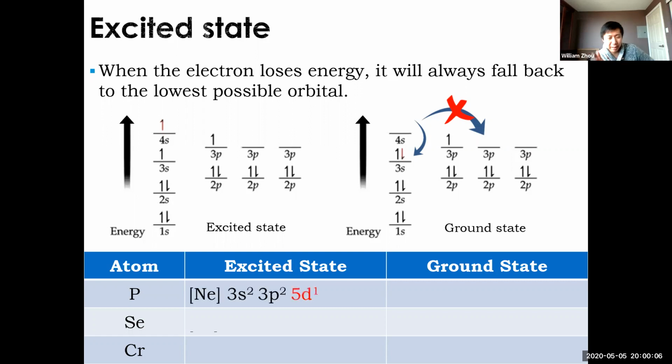So if you have phosphorus, and this is the excited state, 3s2, 3p2, 5d1, what would the ground state be? Can somebody please tell me?